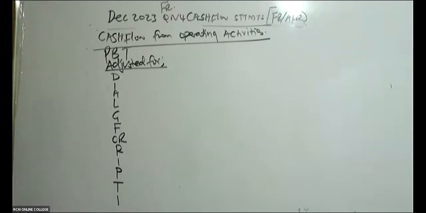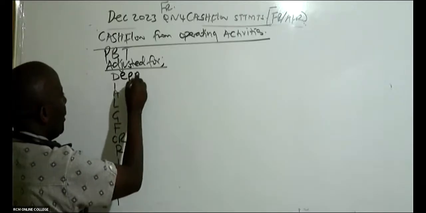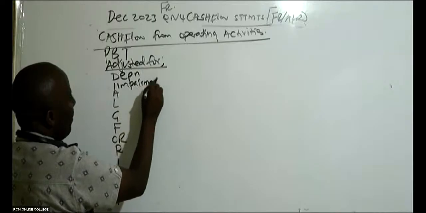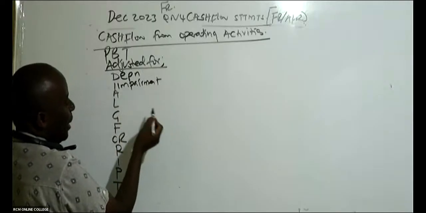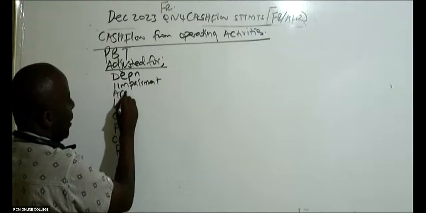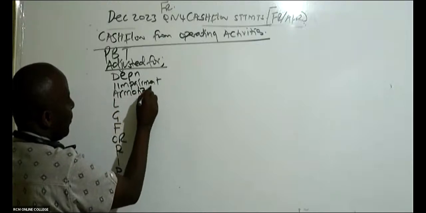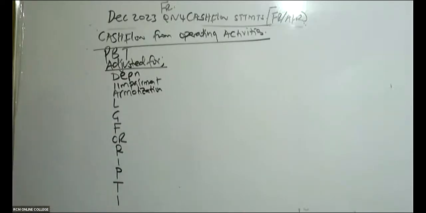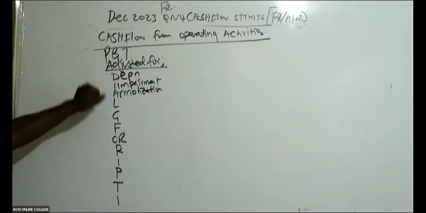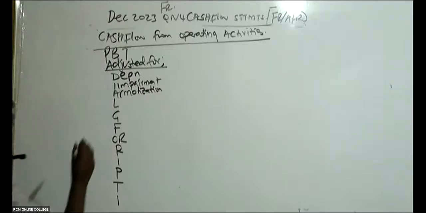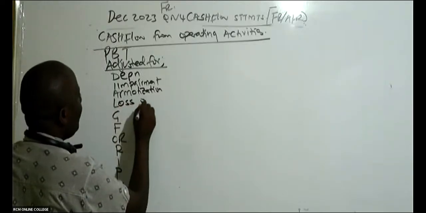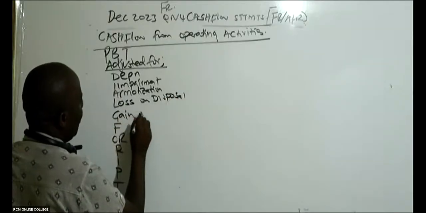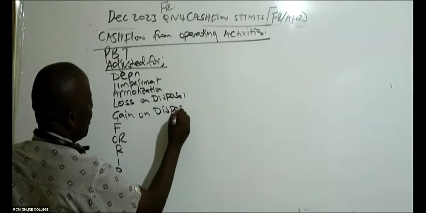All right. So this D stands for depreciation. We have impairment of intangible assets. We have here amortization, rather impairment of assets, amortization. We have here loss on disposal, gain on disposal when you dispose assets.